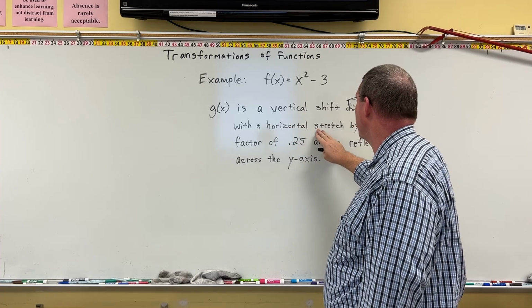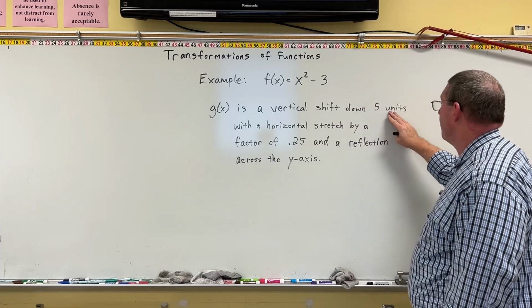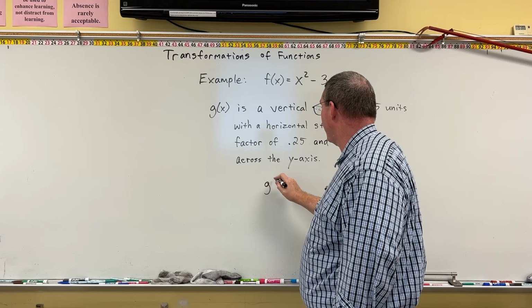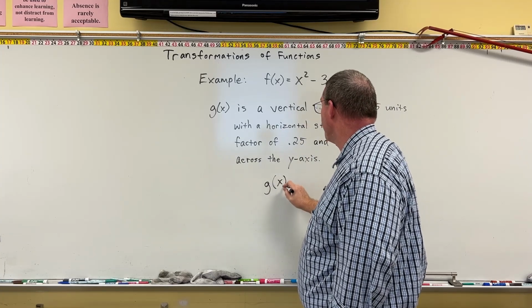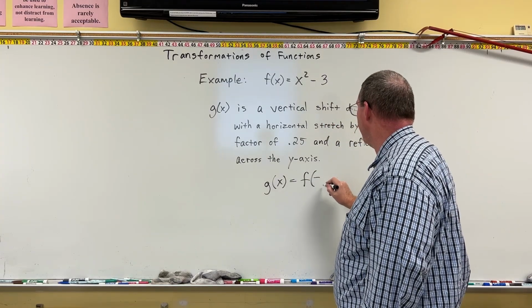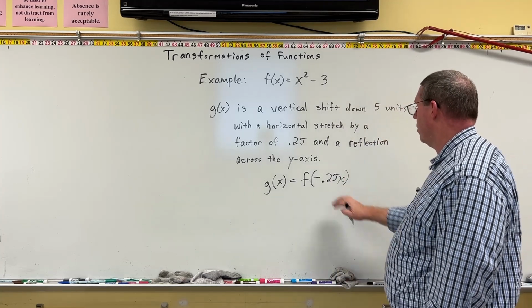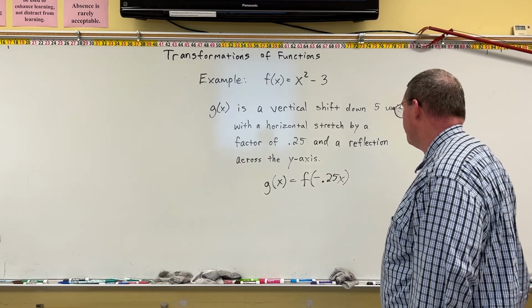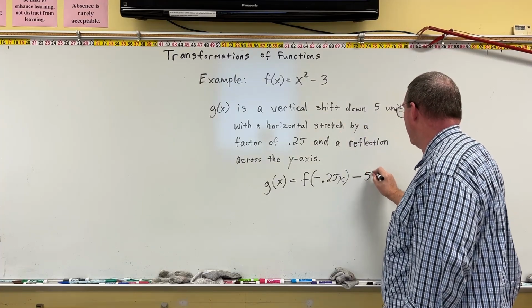A horizontal stretch puts our factor on the x itself, and then a vertical shift down 5 means we're going to put a minus 5 at the end. And so let's go ahead and write it, but we're not going to put f of x in yet. We're just going to write g of x is equal to f of, and in place of x, we're going to put minus 0.25x. Okay, so there's our reflection across the y-axis, and there's our horizontal stretch by a factor of 0.25. And then we're shifting down 5 units, so on the end we'll put minus 5.